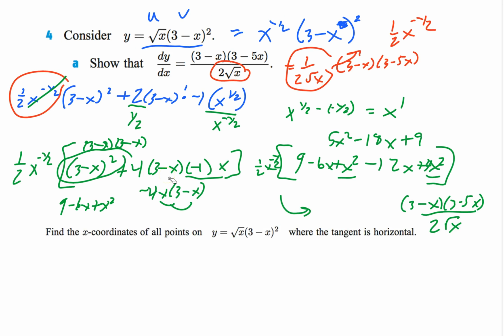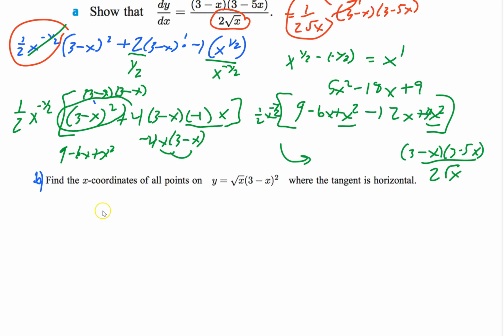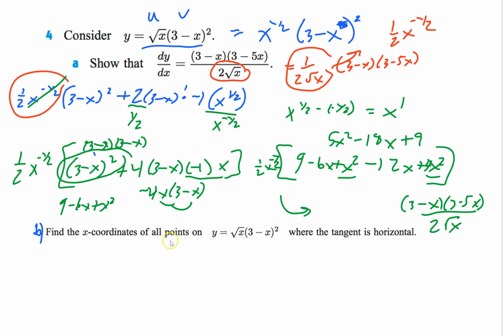Okay, let's go to our last one right here. Now I do want to say this is kind of on top of this one. That's problem A, and this is problem B. So look what it says. Find the x coordinates on the point y equals square root of x times 3 minus x squared. Notice it's the exact same problem. The tangent is horizontal. So this is the key part of it. Understanding what this means is the main thing. So the tangent line is horizontal.